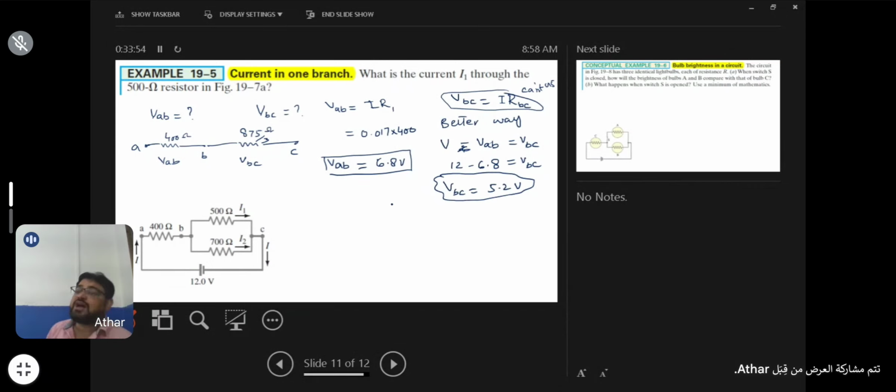Now, if you have VBC, you can find I1 and I2. So, to find I1, what will you do? I1 is through the 500 ohm. If you look at the figure down, what is I1 through 500? So you have I1, Ohm's law: VBC over 500. What is VBC? 5.2 over 500. Can you give me the answer, please?